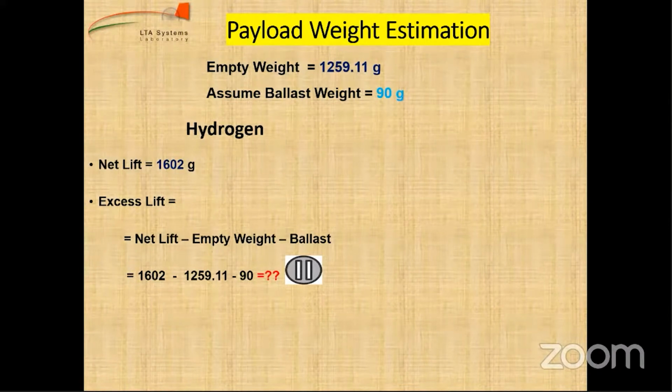One 169.11, sir. Sorry, that's wrong. 252.89. Yes, sir, 252.89. You're getting it. So remember, we took hydrogen, and what we get is that our airship can carry this much payload. This means our requirement of 250 grams of payload has been met. We were only required to carry 250 grams, right? Yes, sir.